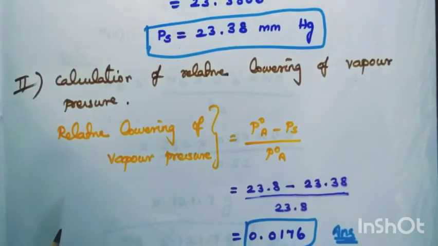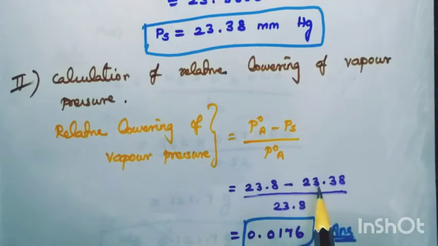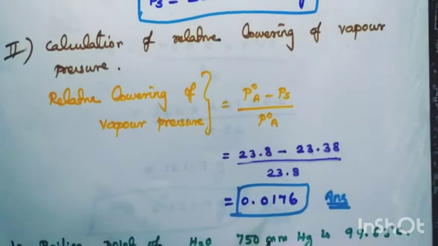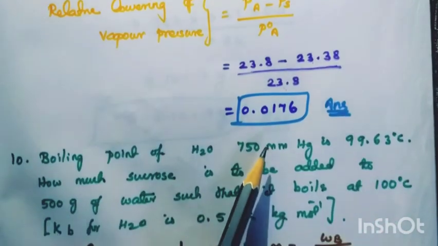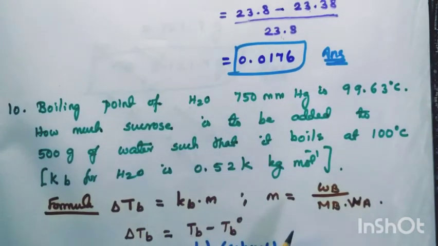What is the formula for relative lowering of vapor pressure? It is nothing but (P naught A minus PS) by P naught A. We know the value of P naught A, it is given 23.8. PS we found 23.38. So 23.8 subtract and find the value, it is 0.0176.